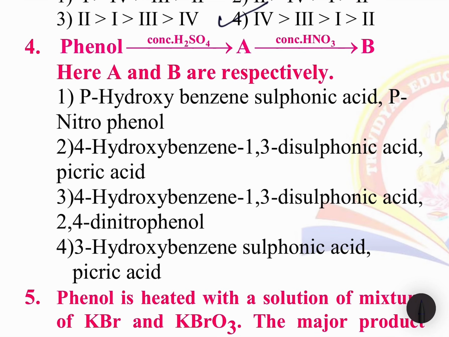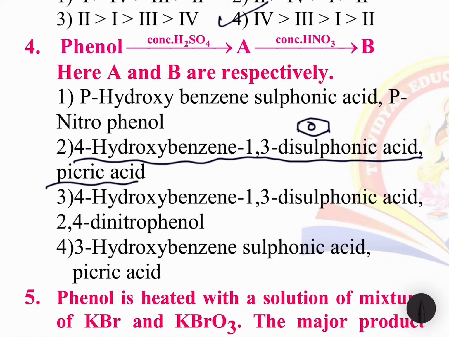Phenol with concentrated sulfuric acid gives A. Then concentrated HNO3 gives B. Here A and B are respectively... See, first it comes 4-hydroxybenzene-1,3-disulfonic acid followed by picric acid. This is the best method to prepare picric acid, right?